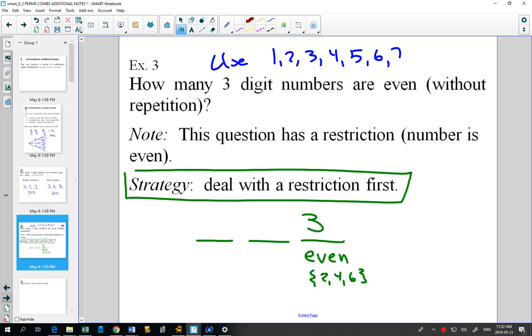How many choices now do we have for our first number? 6. There was 7 numbers, but you've used up one of them. Now there's only 6 numbers left. And if you're not allowed to repeat again, how many choices do you have for this space? 5. For 90 ways in total.